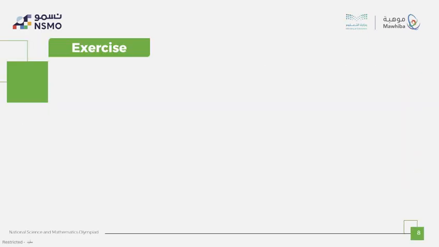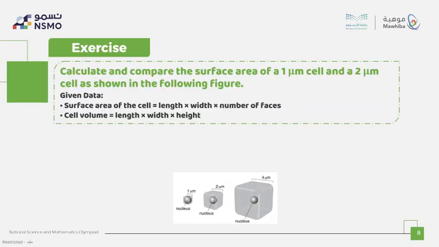We have an exercise. We need to calculate and compare the surface area of a 1 micro cell, a 2 micro cell, and a 4 micro cell. This cell is like a cube, so the surface area would be 1 for length, 1 for width, and 6 for the number of faces, so it will be 6. Volume would be 1 for length, 1 for width, and 1 for height, so 1.